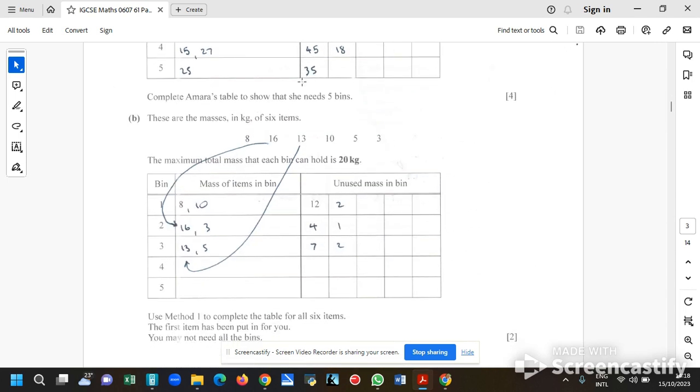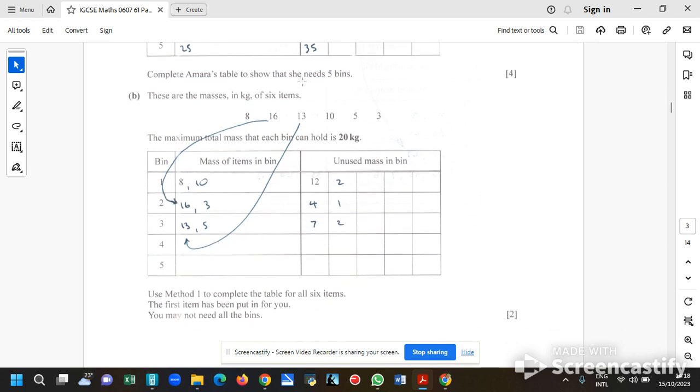There are several more questions like this. The situation changes each time. This time the capacity is a lot less. It's only 20 kilograms per bin. And you can see my answers there.